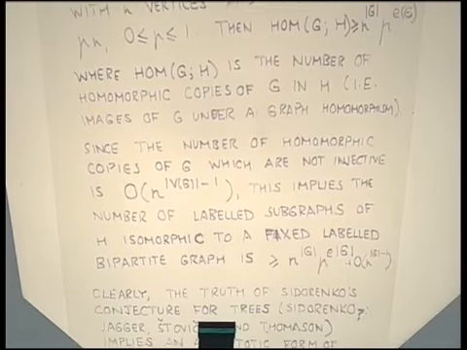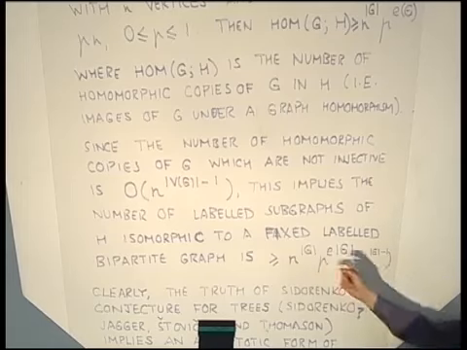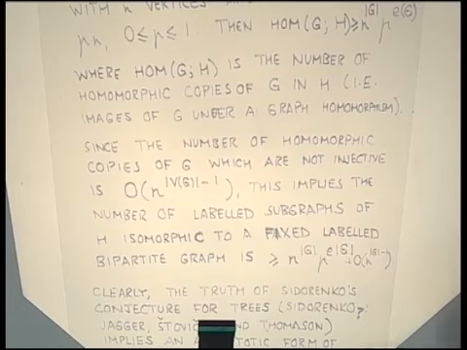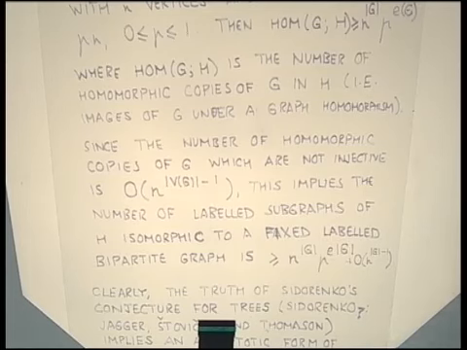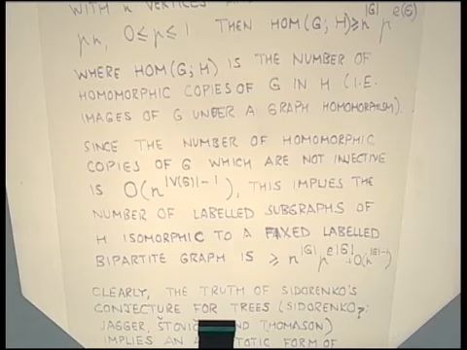So this would imply that the number of labelled subgraphs of the target graph, the image graph H, which are isomorphic to your particular fixed labelled bipartite graph G, is at least this number. If you think about it for a minute, you'll see that the truth of Sidorenko's conjecture for trees has been known for quite a long time. It was proved, perhaps not wholly surprisingly, by Sidorenko.